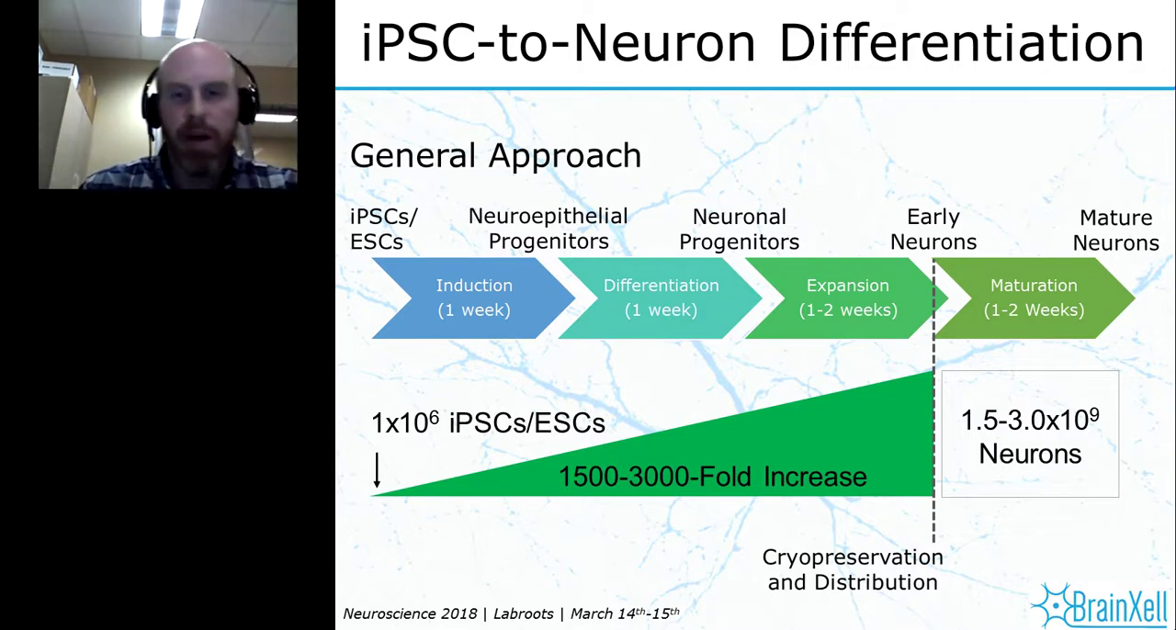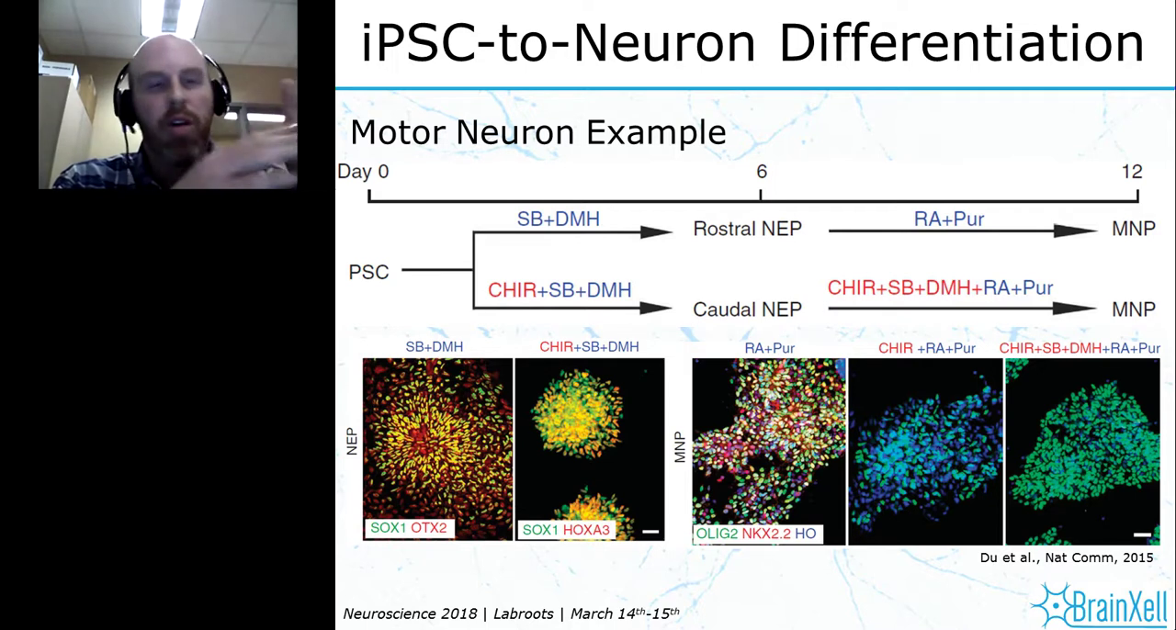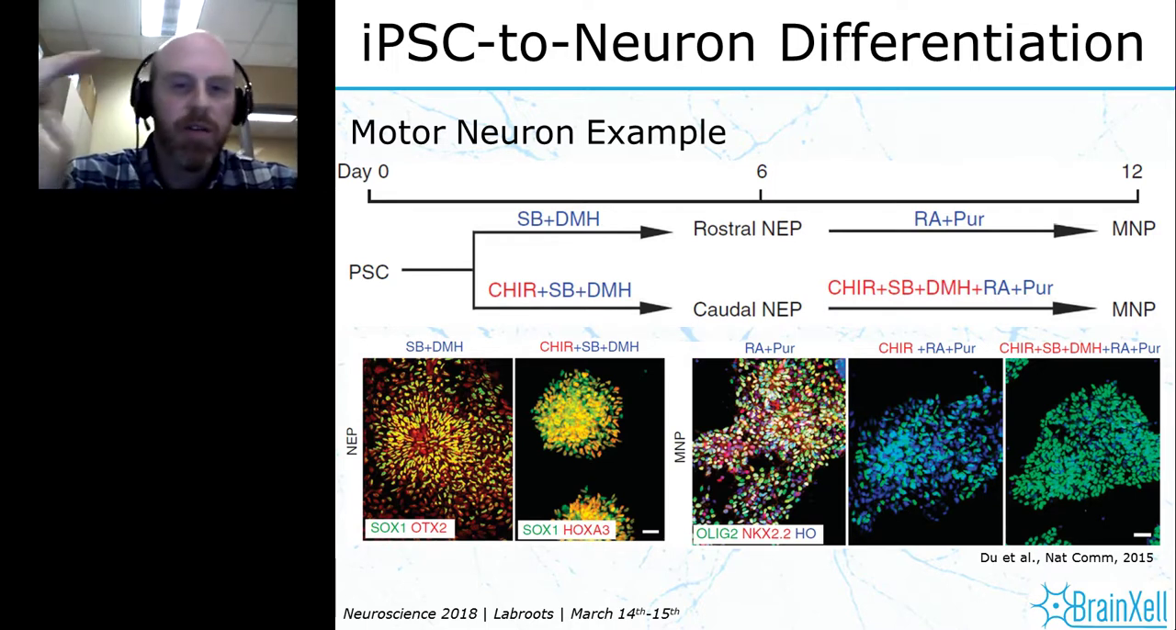And the bottom of the slide here just has a little bit of a description about the number of cells that are produced during this stage. And so you can start with a relatively small number of iPSCs and produce a relatively large number of neurons. So this is kind of a general approach that we use for all of our neuron types. But I wanted to give you kind of a sense of some of the details.